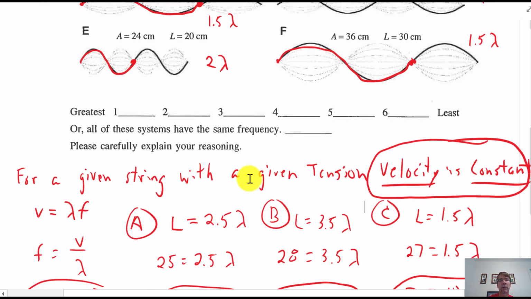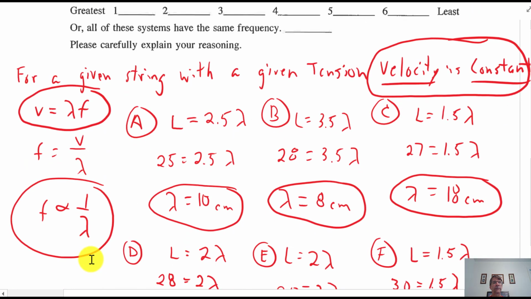But here we have the different harmonics. In the equation down here on the left, V equals lambda F. If I solve that for F, F is V over lambda. But the velocity in all these waves is the same, because they have the same tightness, same type of string. So the frequency is related to 1 over the wavelength. In other words, as the wavelength goes up, the frequency goes down.